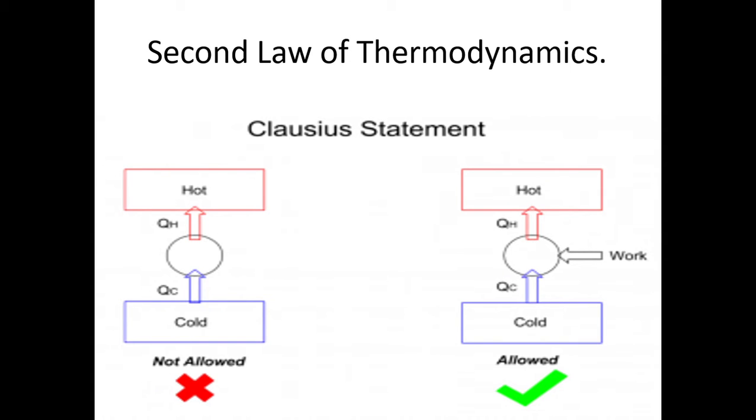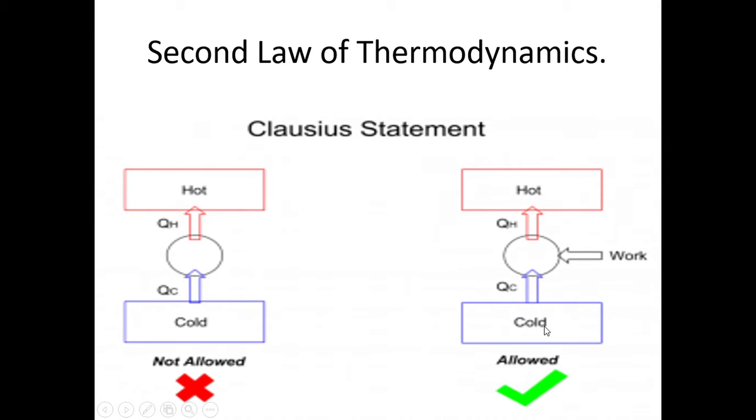Before talking about this subject, I would like to explain the second law of thermodynamics, that is Clausius's statement. According to Clausius's statement, it is impossible to construct a machine which, while working in a cycle, will pump heat from low temperature to high temperature without the help of an external agency. Heat will flow from higher temperature to lower temperature only.